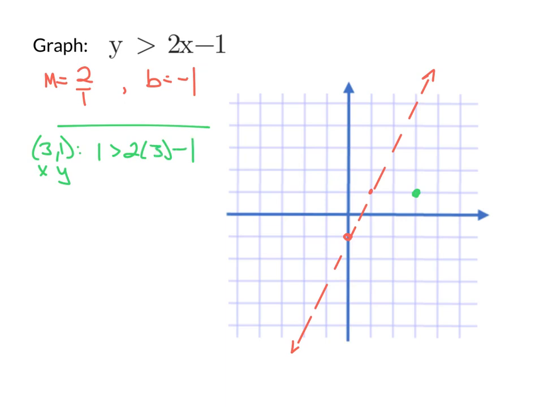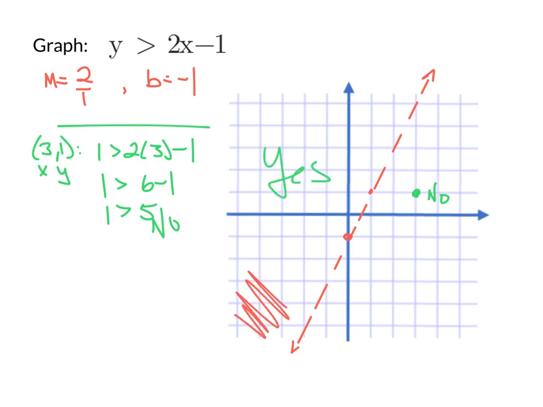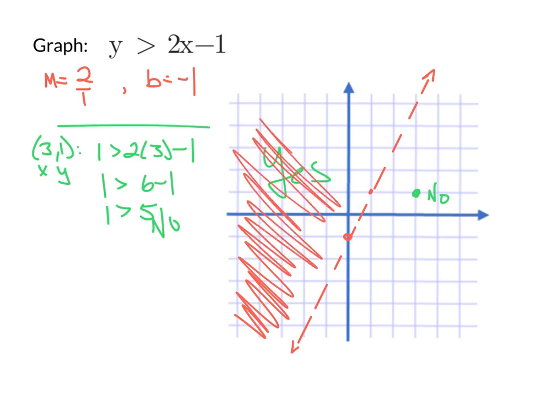And we go ahead and simplify it. So I have 1 is greater than 6 minus 1, or 1 is greater than 5. Is that a true statement? Is 1 greater than 5? No, it's not. That means this point will not be a solution. And in fact, every point on this side of the line will not be a solution, which means all of my solutions have to be on the other side. So this is where all of my solutions will be. That means we have to shade on that side of the line.